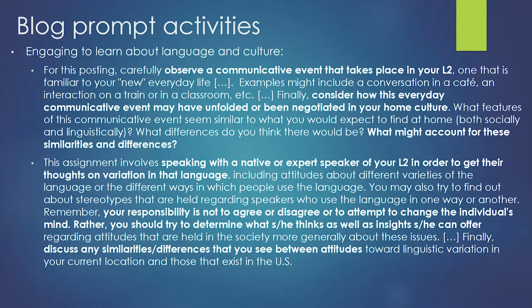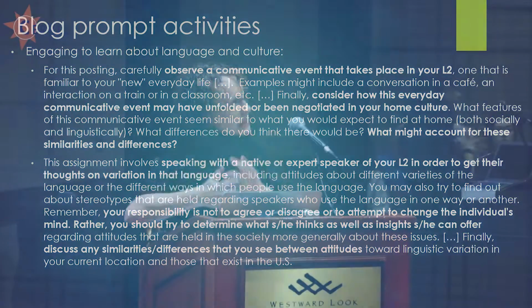So in the first one, they're going out and they're observing a communicative event that takes place. And they have a whole framework on what it is that they write about. It's Hymes's speaking framework. So what's the situation, who are the participants, the roles, and those kinds of things. And then considering how that might have unfolded.